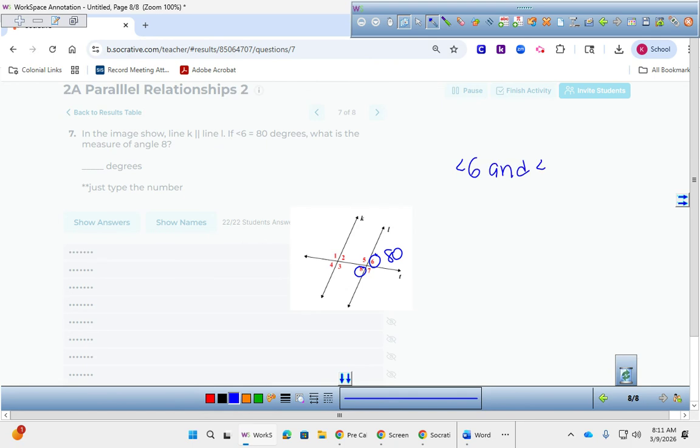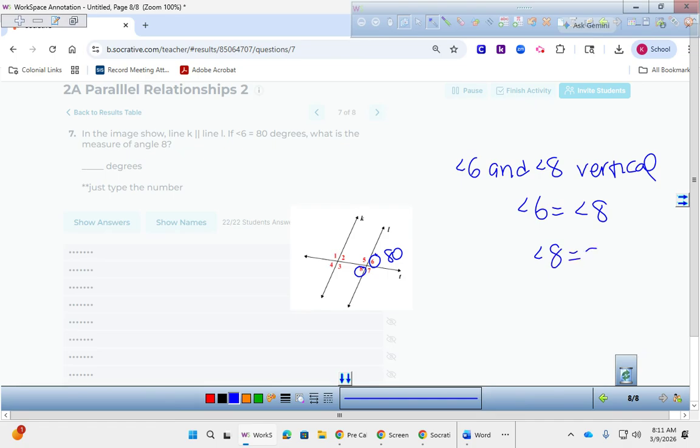This has nothing to do with what we did today. We learned last week that vertical angles are equal. So angle 6 is equal to angle 8. So if angle 6 is 80 degrees, then angle 8 is also 80 degrees. Vertical angles are congruent. Okay, that relationship is on the back over.